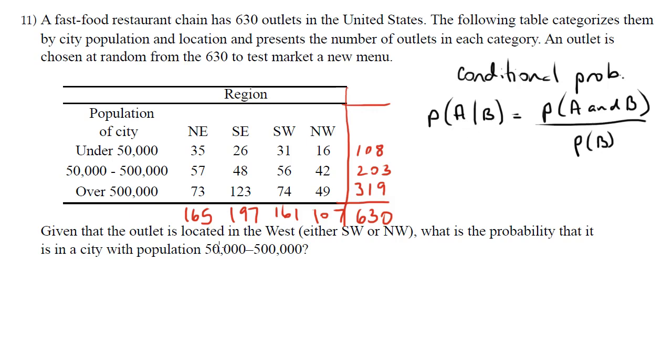Now this problem is worded a little differently, right? It's kind of worded as given B, A. They put the given part first in this statement. This is the probability that A occurs given that B has already occurred. And here we're saying given that this has already occurred, what's the probability of the first thing, the initial statement?